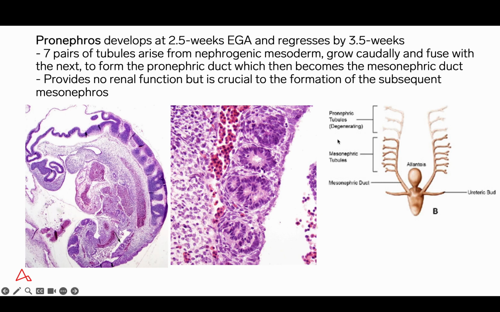And these very transient structures deteriorate cranially and form caudally, and the ducts of the pronephric tubules fuse together and extend down and connect and become the mesonephric duct. The pronephros provides no secretory or filtration function, but is very crucial to the formation of the subsequent mesonephros as well as the definitive metanephric kidney.